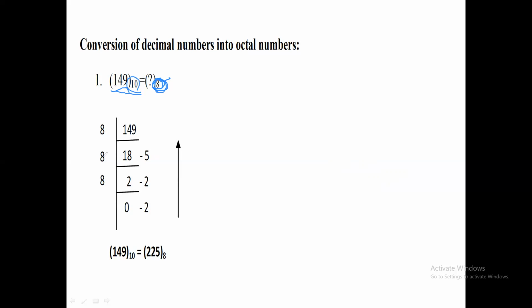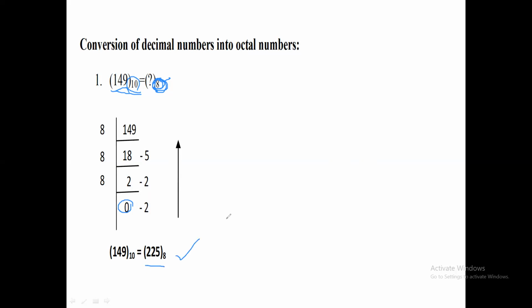And continue the process of dividing by 8 until you get a quotient 0. Okay. So again, 8 twos are 16. The remainder is 2 now. 8 zeros, the remaining number is 2. And then take these digits from bottom to up direction. That means 149 in base 10 is equal to 225 of base 8.